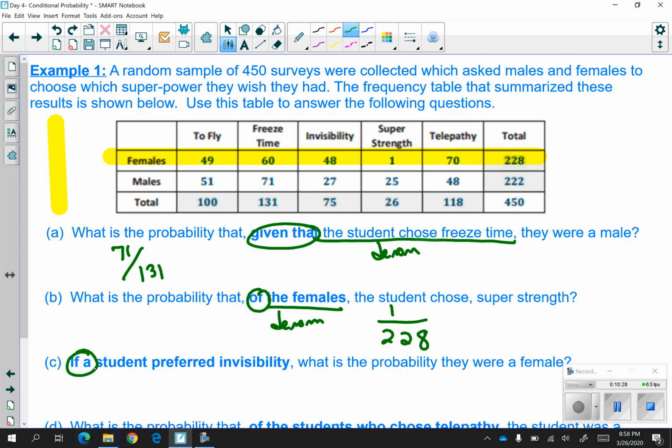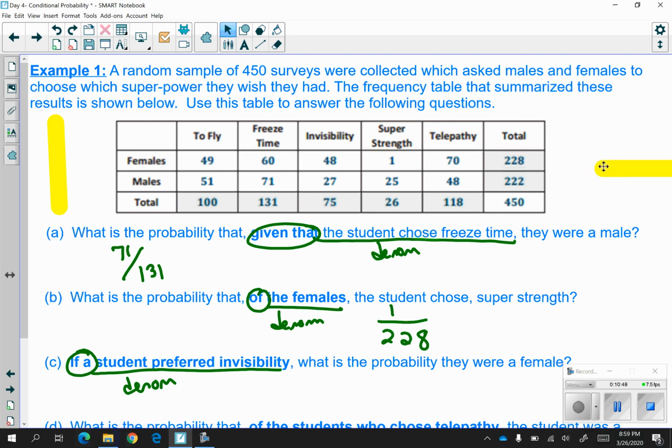If, being the key word, a student prefers invisibility. And be careful because these are all bolded for you. Usually they're not going to be bolded for you on the regions. You have to pick up on these on your own. So going to people who preferred invisibility, of the 75 people who preferred invisibility, 48 were female.